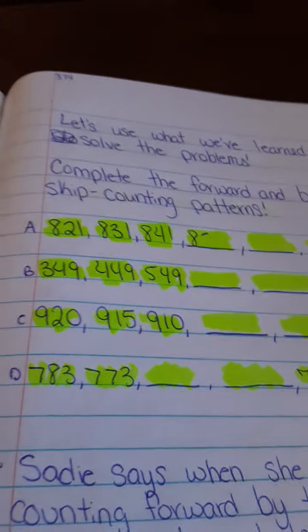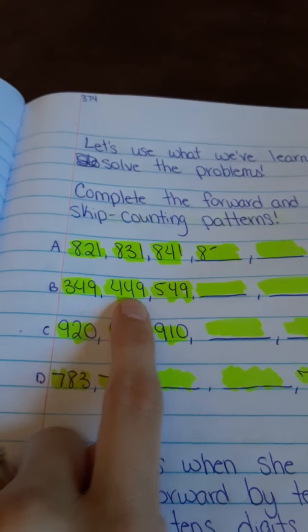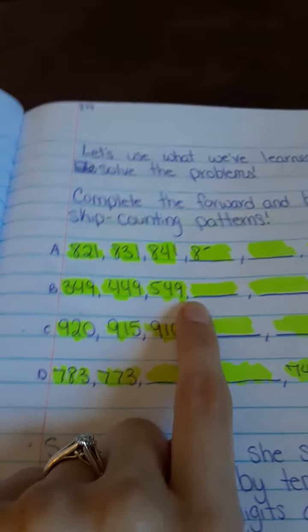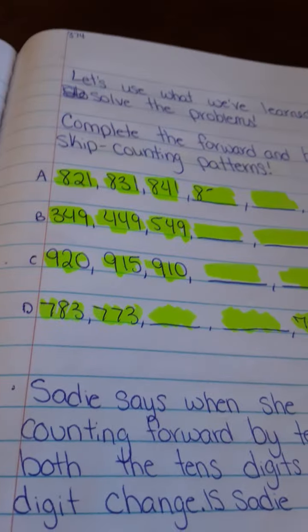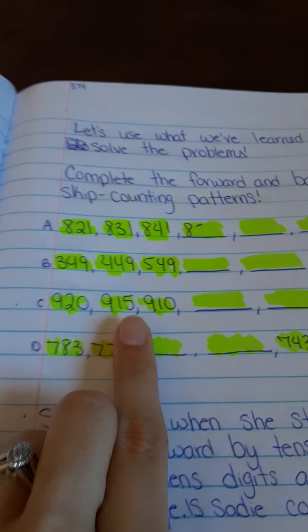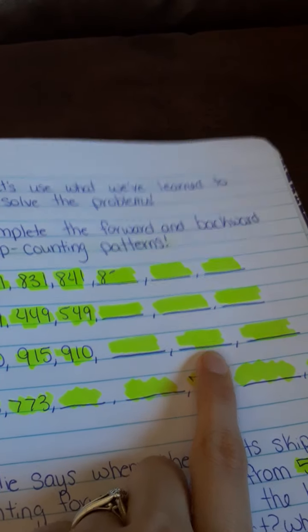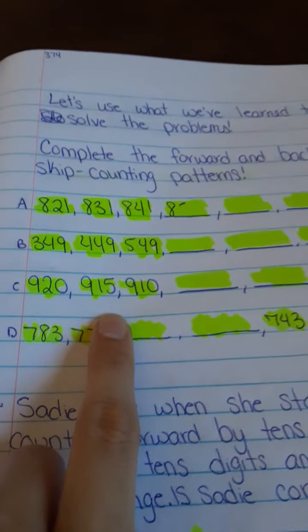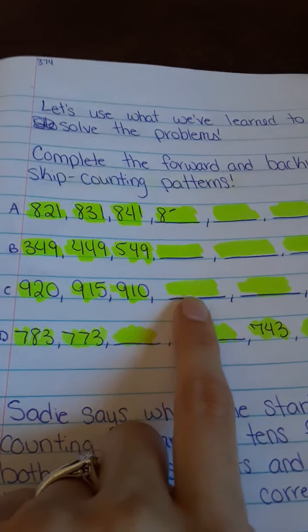Now it's time for B. 349, 449, 549. Which three numbers come next? Now for C. 920, 915, 910. Does it seem like the numbers on C might be getting smaller? Which are the three next numbers that you got?